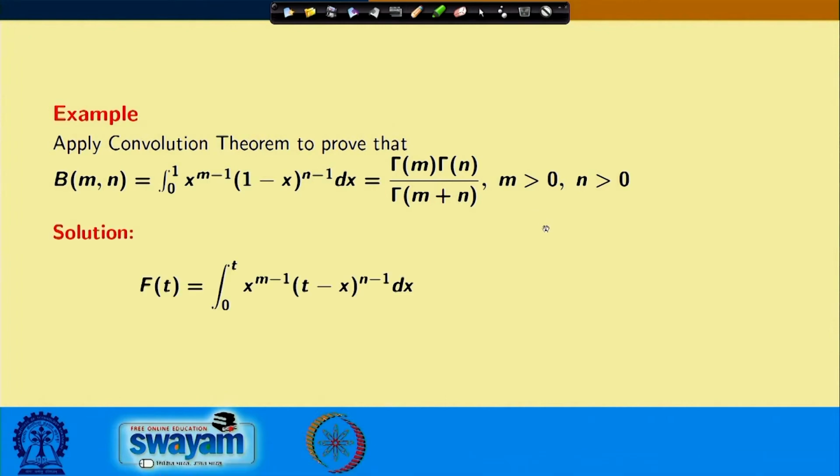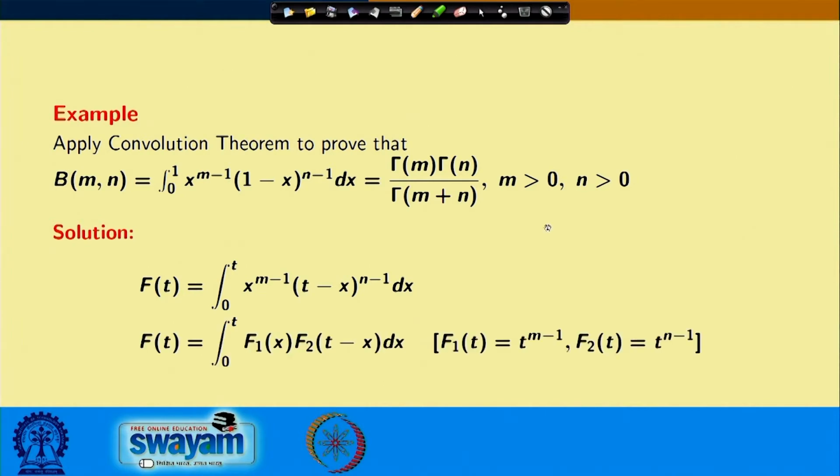So, just you see it, your f(t) is integral from 0 to t of x to the power m minus 1 into (t minus x) whole to the power n minus 1. So, this we are writing as f1(x) into f2(t minus x), where f1(t) is t to the power m minus 1, f2(t) is t to the power n minus 1, and using the convolution definition, I can write it as f1 star f2.